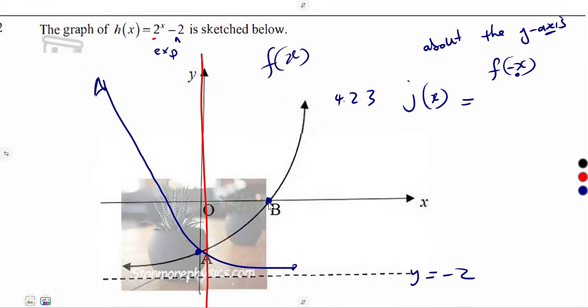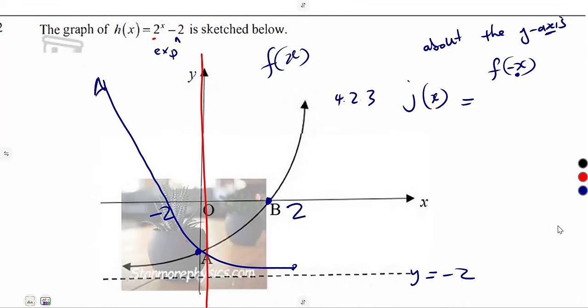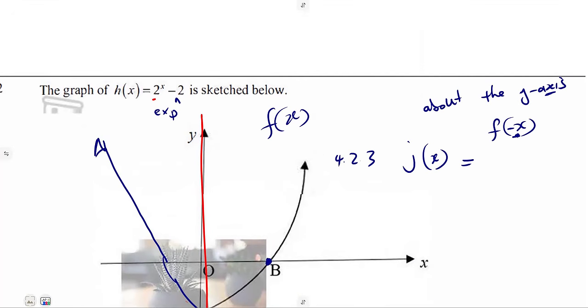Meaning to say, if x, let's say at b, we calculated the value, let's say it is 2, it will change to minus 2. But the y value remains the same. Y is still at 0. That is the concept. The x values are the ones that will be taken to the other side, whilst y remains as it is. That's why we say f of minus x. It means where we have our x, put a negative on that x. That's the reflection we are talking about.